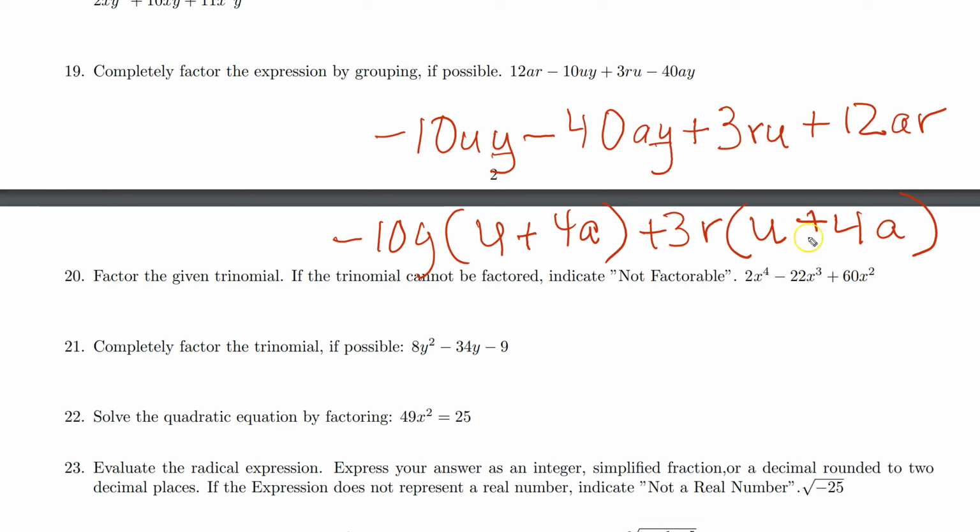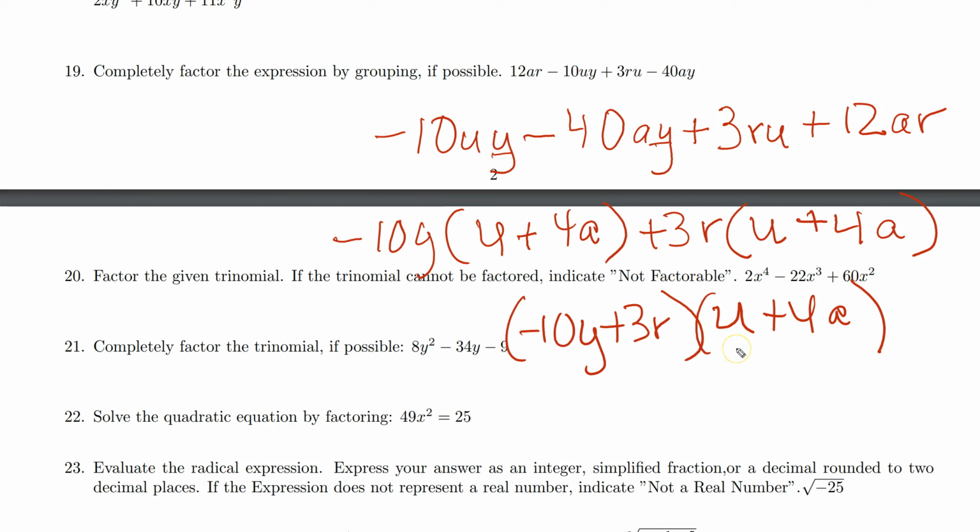So now my common binomial factor is going to be u plus 4a. And then I have here in this parenthesis a negative 10y plus 3r. And that looks good. Now, the tricky part here, or the challenge, was you had to line these up so you could take something out of two terms. And this was smaller, this was larger, smaller, larger, and it worked out. Okay, let's go on.